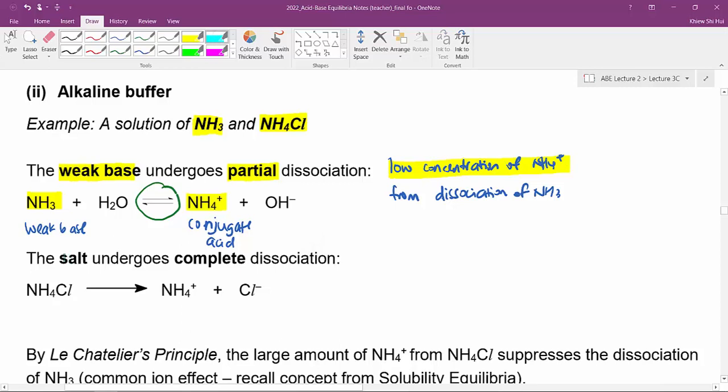And there is only a low concentration of NH4+ from the dissociation of NH3. On the other hand, the salt undergoes complete dissociation, and again we use a full arrow to represent the complete dissociation, and NH4Cl forms NH4+ and Cl-.